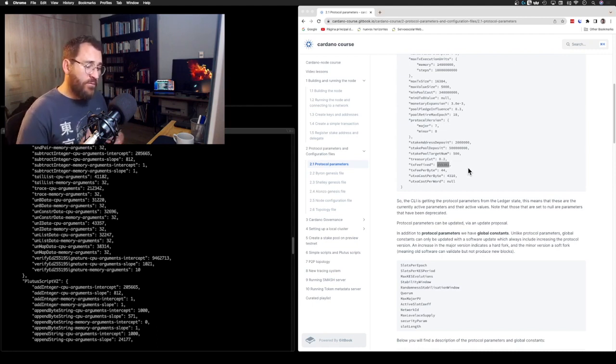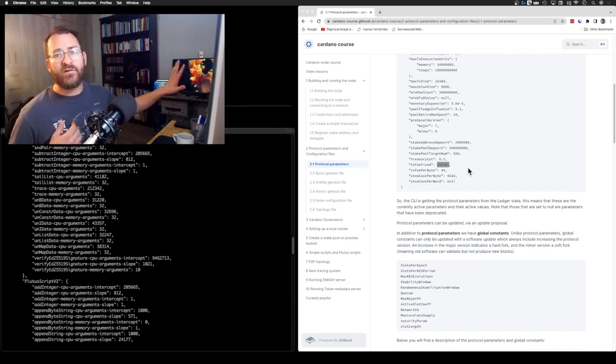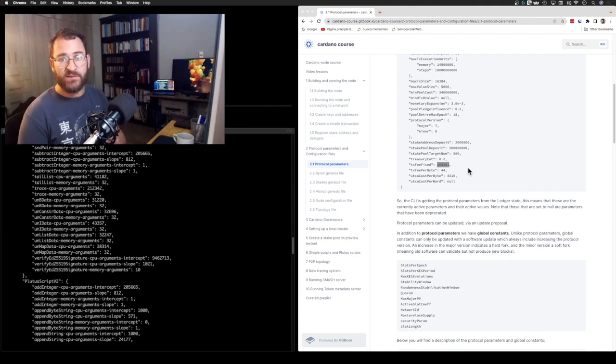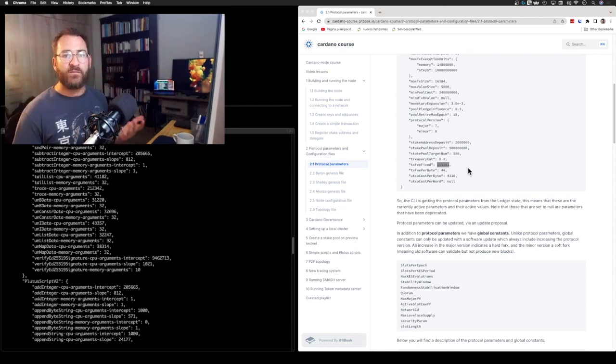And governing the system means having the power to basically tweak or change or update these parameters. When we went to Shelley, we decentralized the block production. We distributed the block production responsibility so that these three entities are no longer responsible for producing blocks for the Cardano blockchain, but they are still responsible for the governance of the system. And that will be the case until the Voltaire era is basically released.